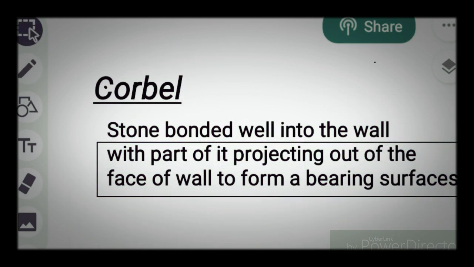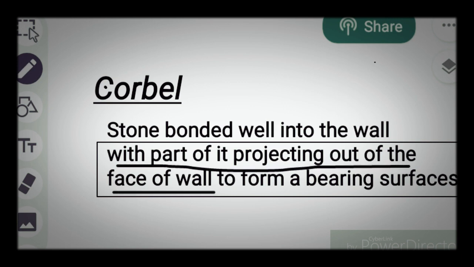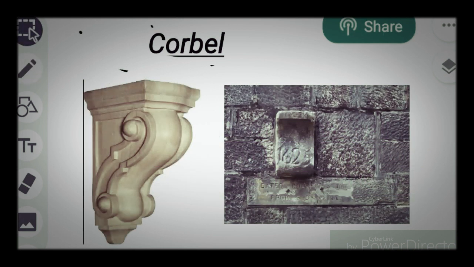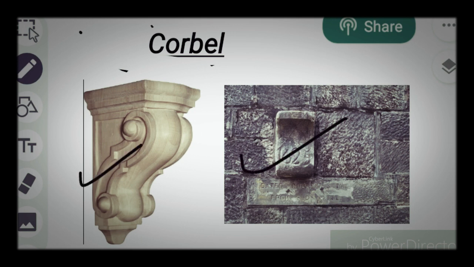Second terminology, corbel. Definition: stone bonded well into the wall with part of it projecting out of the face of wall to form a bearing surfaces. See again, with a part of it projecting out of the face of the wall to form a bearing surfaces. You can better understand it by watching images. Here are the two pictures of corbel. This one is new style corbel. This one is old style corbel. You can see here stone bonded well into the wall.